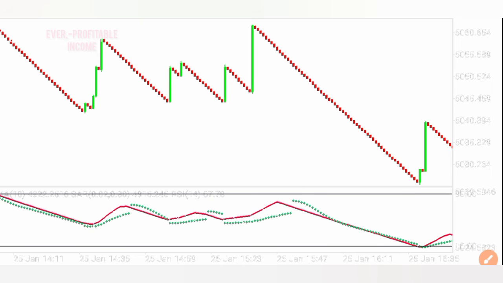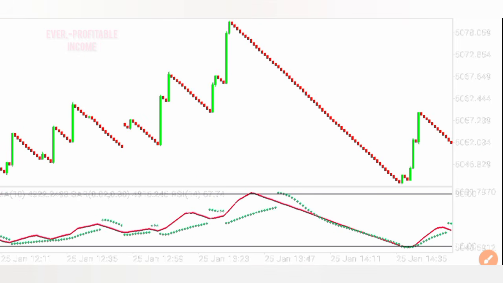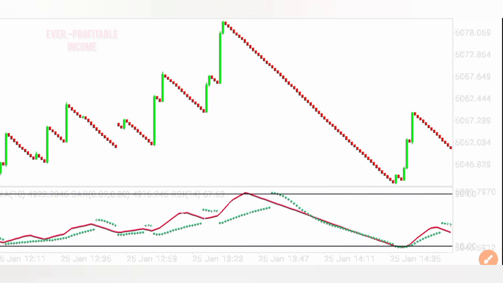Going through my chart, you can see the accuracy of these indicators, and I'm going to show you how it works, how you're going to apply it, and how you are going to set it up on your chart. So let's dive right into today's lesson.